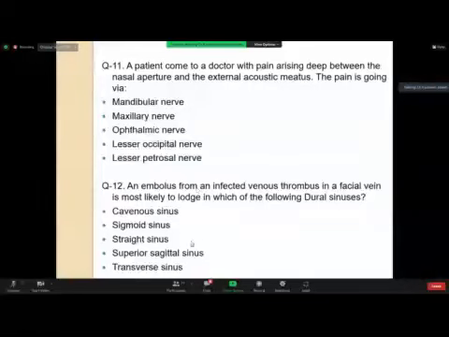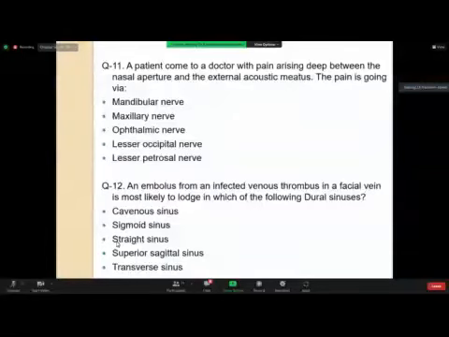Then we have: an embolus from an infected venous thrombosis in a facial vein is most likely to lodge in which of the following dural sinuses? I have repeated this many times: the cavernous sinus. Because this is very important. Okay? Cavernous sinus thrombosis is very important.